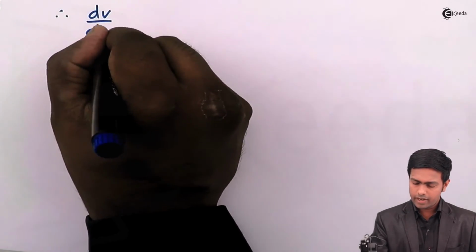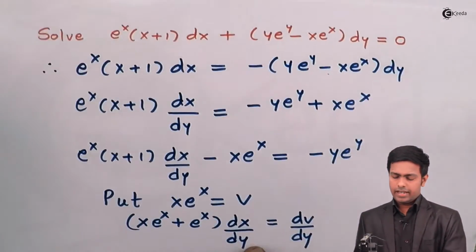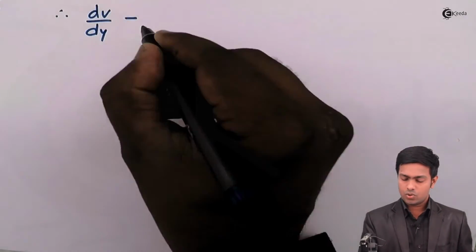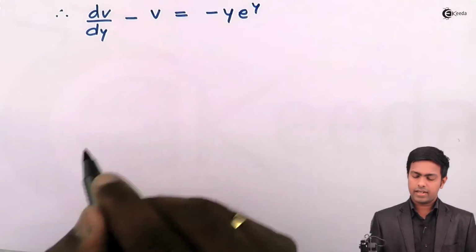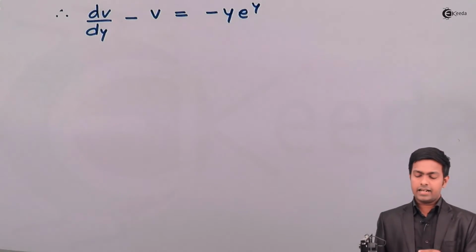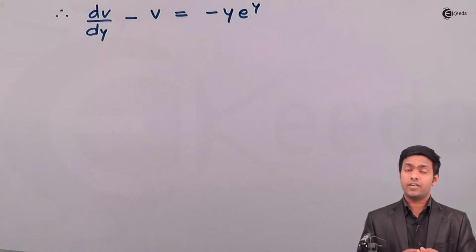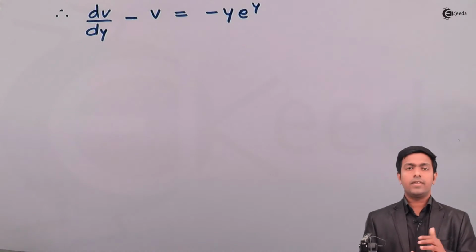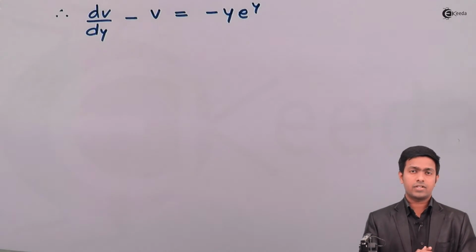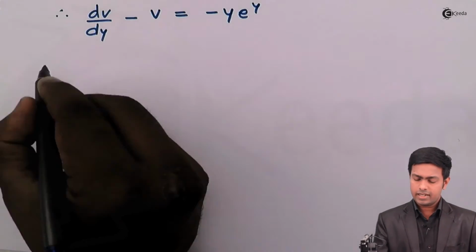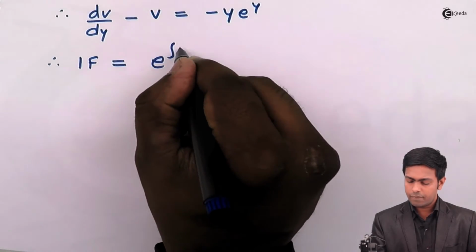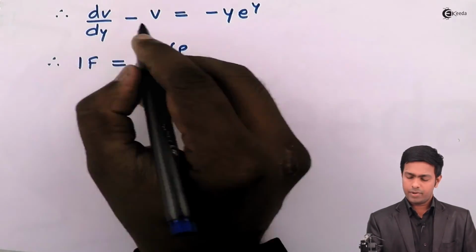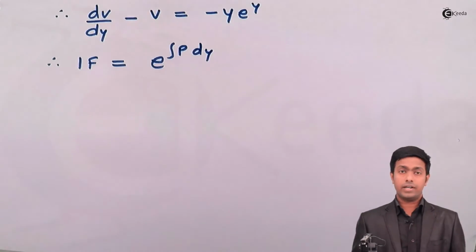dv upon dy minus x e raised to x is v, so dv upon dy minus v is equal to minus y e raised to y. And guys, now I can say that this equation got converted into linear differential equation form. To solve this linear differential equation, we generally find the integrating factor first and then we get the solution. So here I'll say therefore the integrating factor is given by e raised to integration of p dy, because here y is the variable of differentiation.